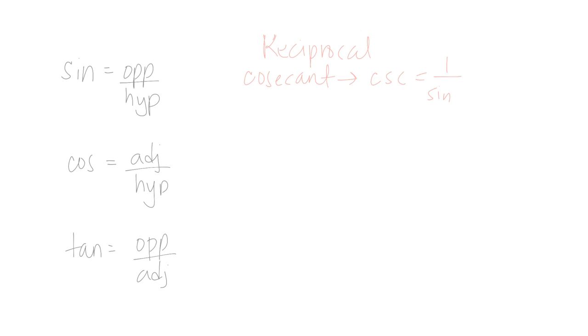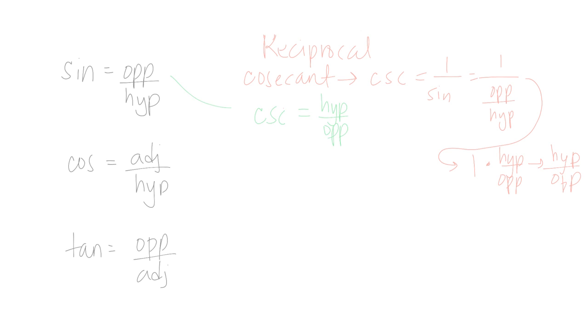And I'm just going to show you really quick what this simplifies to. So 1 over sine means that we have 1 over opposite over hypotenuse, right? Because sine is opposite over hypotenuse. And now when we divide by a fraction, that's really multiplying by the reciprocal. So it's 1 divided by opposite over hypotenuse, which is 1 times hypotenuse over opposite, which is just hypotenuse over opposite. So that means cosecant equals hypotenuse over opposite, which is what you would expect, right?